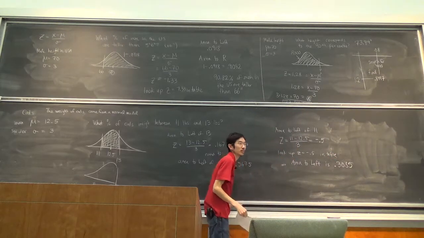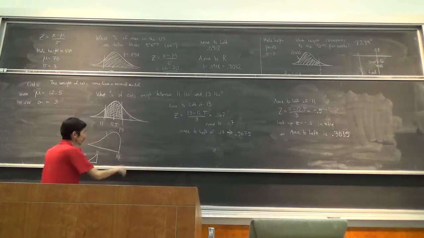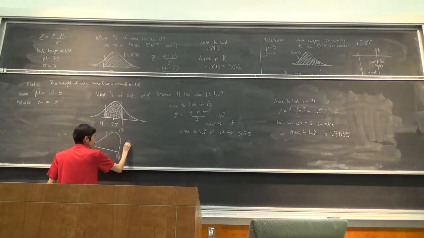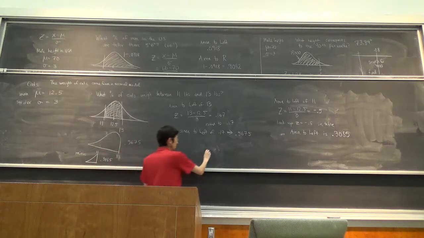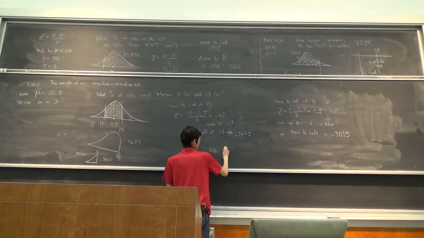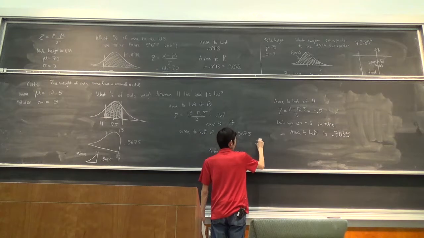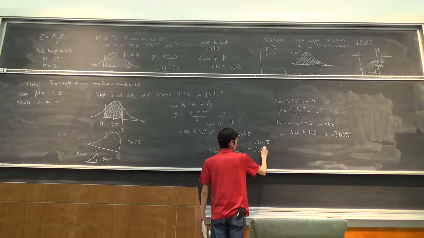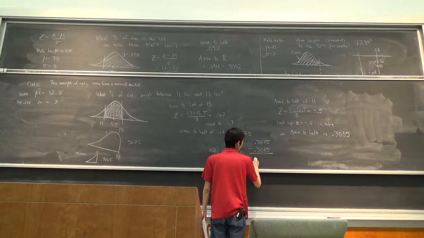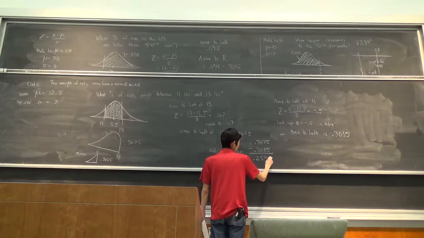Good. And so here, this piece is 0.5675. This piece is 0.3085. So the area in between is equal to 0.5675 minus 0.3085. And I get 0.2590.